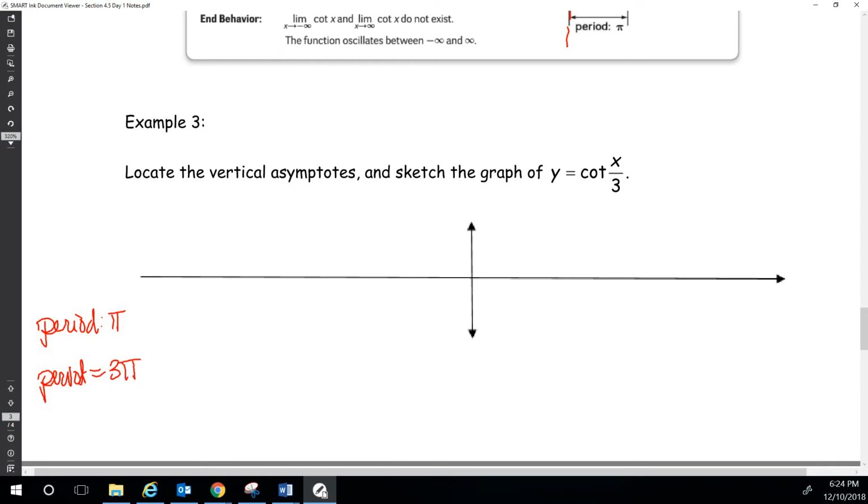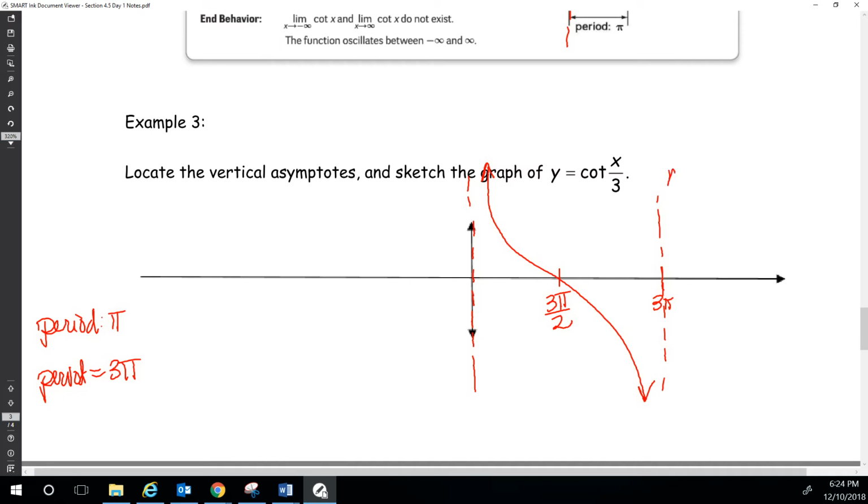So I always have a vertical for cotangent. I always start with a vertical asymptote at 0. The other one is out at the end of the period, which is at 3 pi. We split 3 pi in half to find our midpoint. That would be 3 pi over 2. And because it's cotangent, we start high, cross, and end low. And that's it for example number 3.